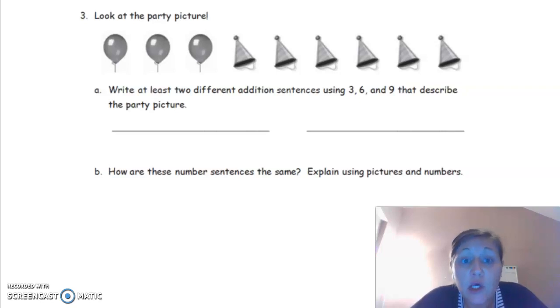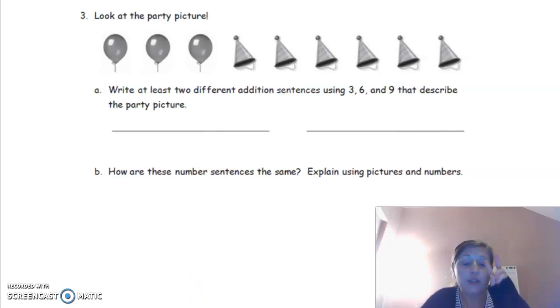Problem 3 says, look at the party picture. So here I see a party picture with some balloons and some hats. I want you to look at this picture, and for A, it says write at least 2 different addition sentences using 3, 6, and 9 that describe the party picture.